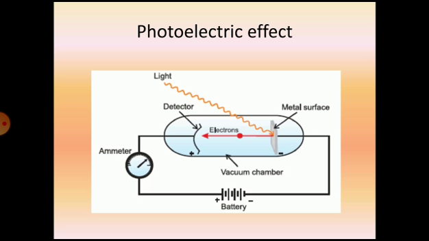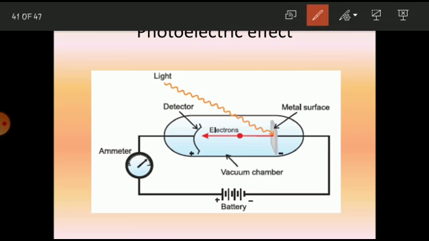The next one, also in particle motion, is the photoelectric effect. So what is the photoelectric effect? When light falls on any metal surface, the metal surface gets heated and it emits electrons from the surface of the metal, and such an effect is called the photoelectric effect. So when a certain frequency of light falls on the metal surface, the metal surface will emit electrons, and such an effect is called the photoelectric effect.